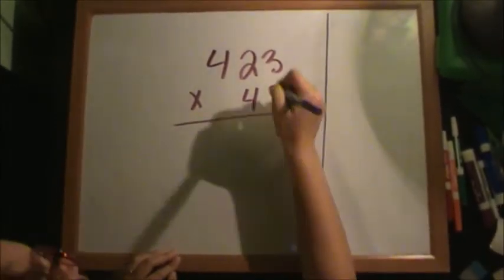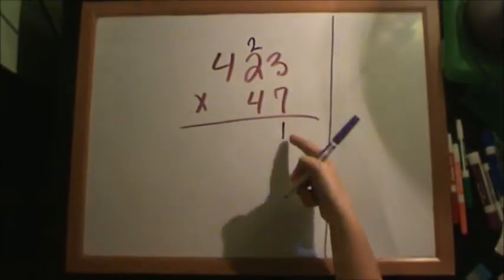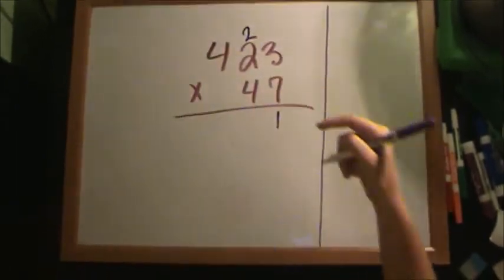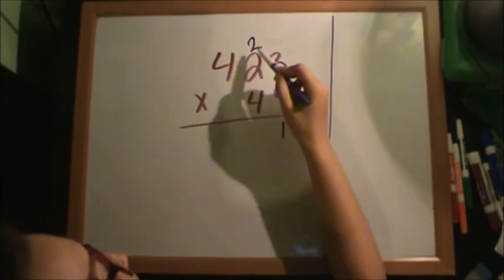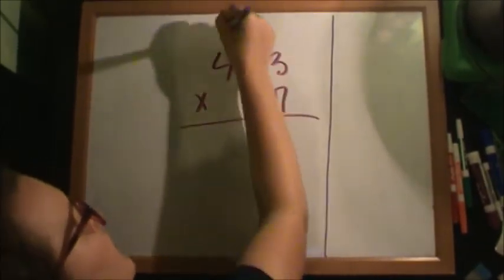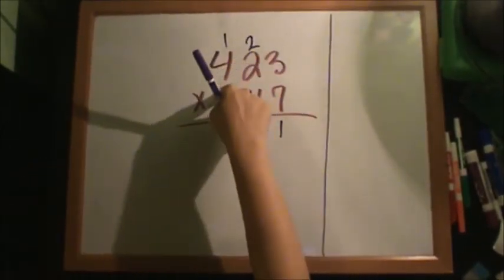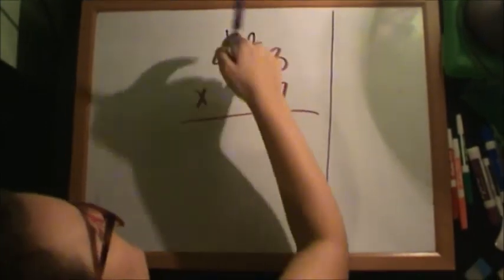So 7 times 3 is 21. So you have to drop the 1, carry the 2. 7 times 2, that's 14, 15, 16. Carry that 1. 7 times 4 is 28, 29.